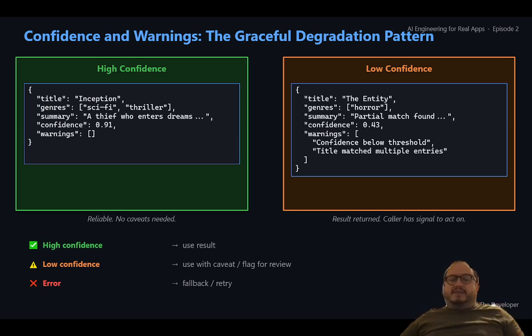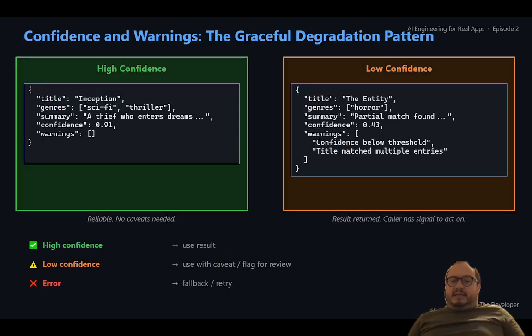The confidence field plus warnings list is the pattern. Confidence is a float from 0 to 1. The model self-assigns it based on how well the context supported the answer. Values above 75% are reliable. Values between 50 and 75% are usable, but should be treated with care. Values below 0.5 should trigger a warning and possibly a fallback.